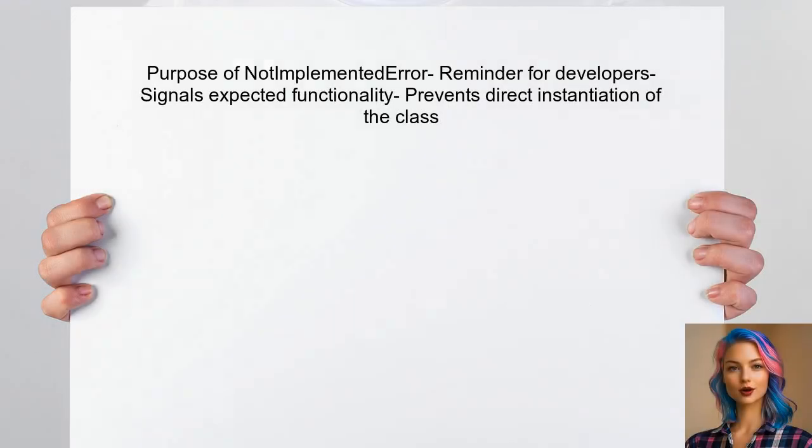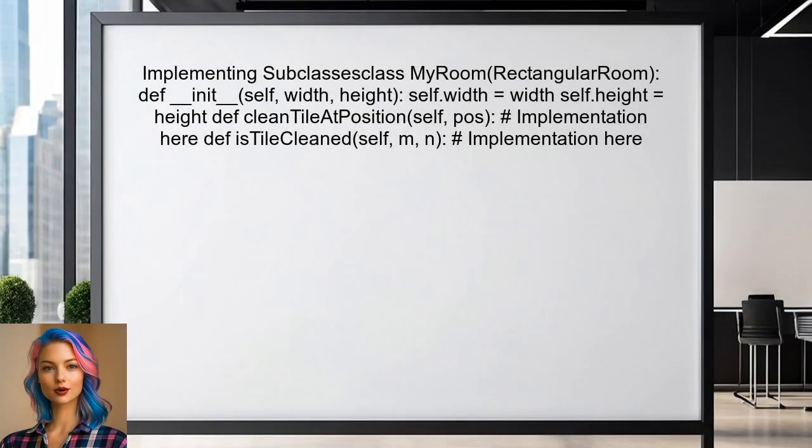The user should note that raising NotImplementedError is a reminder for developers. It signals that the functionality is expected to be implemented later, ensuring that the class cannot be instantiated directly. Finally, the user can implement subclasses that inherit from RectangularRoom. These subclasses will provide concrete implementations for the methods defined in the abstract class.